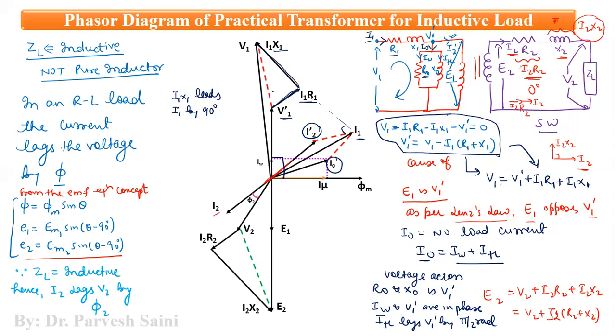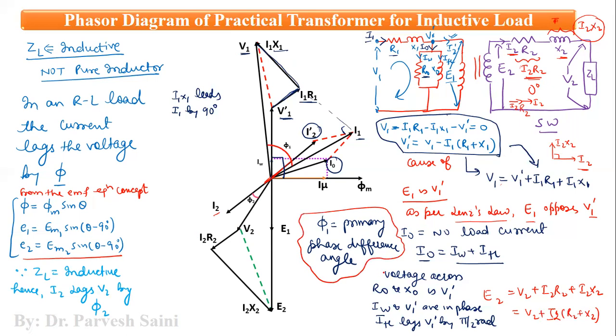So this is just to give an attraction to this particular diagram. Now, in the primary side, we have two main parameters, V1 and I1. The phase difference between these two is phi 1. So phi 1 is the primary phase difference angle, right? So this was about the phasor diagram of the transformer when connected to an inductive load, right? These are separate equations, so let me separate them by just highlighting.